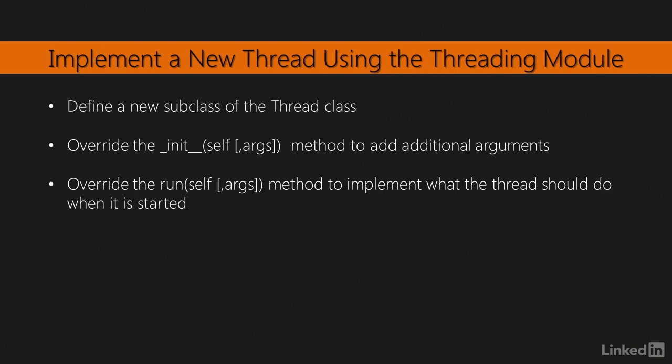To implement a new thread using the threading module, you have to do the following. 1. Define a new subclass of the thread class. 2. Override this method to add additional arguments. 3. Then you need to override the runSelfArgs method to implement what the thread should do when it's started. Once you've created the new thread subclass, you can create an instance of it and then start a new thread by invoking the start method, which will, in turn, call the run method.